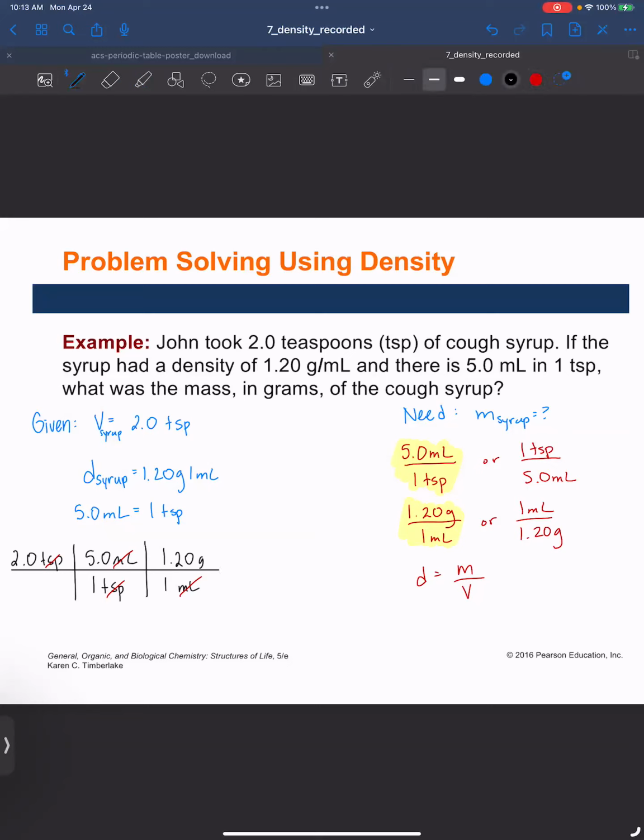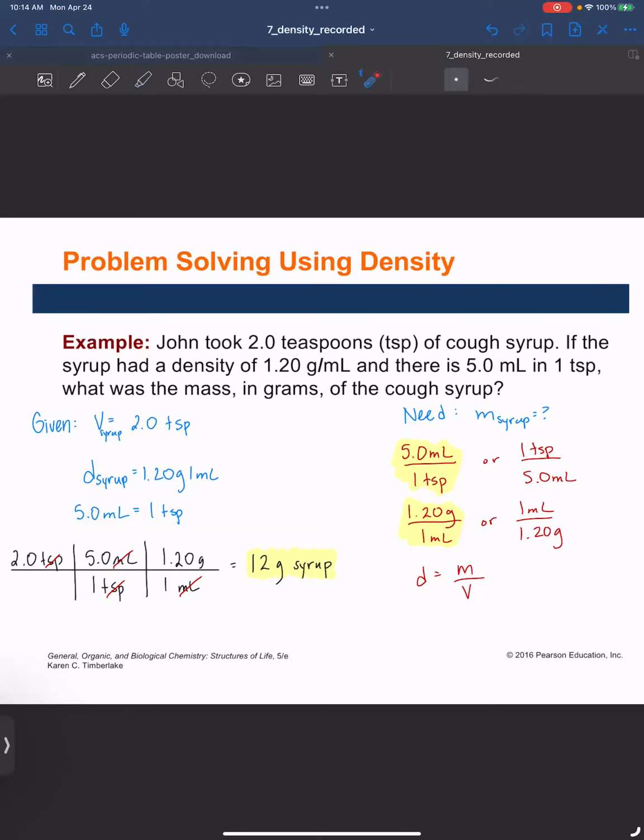And so when I plug this into my calculator, and do this with me if you haven't done so already, I'm going to say 2 times 5 times 1.2 gives me 12 grams. Exactly. So 12 grams of the cough syrup. And two significant figures works just fine because everything's multiplication here, and 2 is the least significant figures. Remember, 1 is considered an exact number. So our final answer of 12 grams of syrup works out.